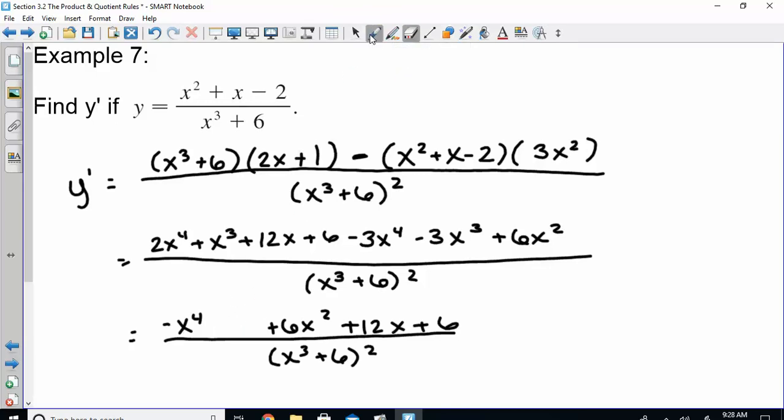I have a mistake. I didn't combine my x cubes, did I? Yeah. Sorry, it's not my day. X cubed and negative 3x cubed would be negative 2x cubed.